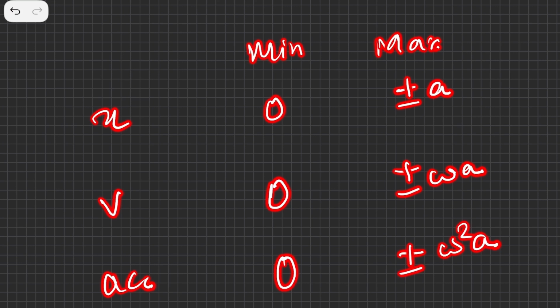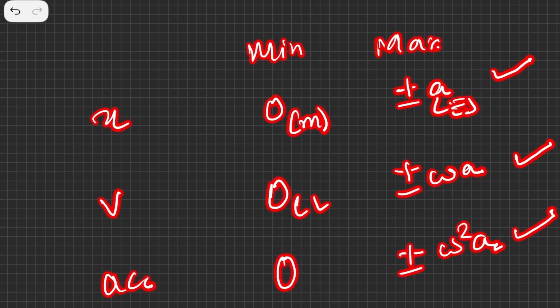So if you check this out, you have no omega over here, you have 1 omega over here, and you have 2 omegas over here. Yes, the positions might be different for different ones. Like the displacement is minimum at the mean position and it is maximum at the extreme position. The velocity is minimum at the extreme position and maximum at the mean position. And acceleration is minimum at the mean position and acceleration is maximum at the extreme position.